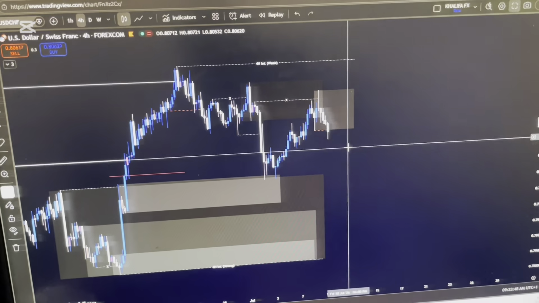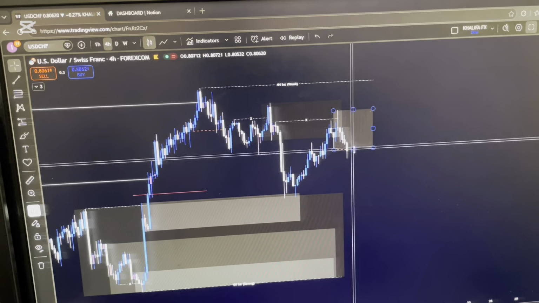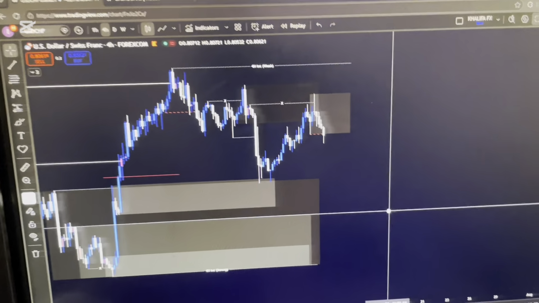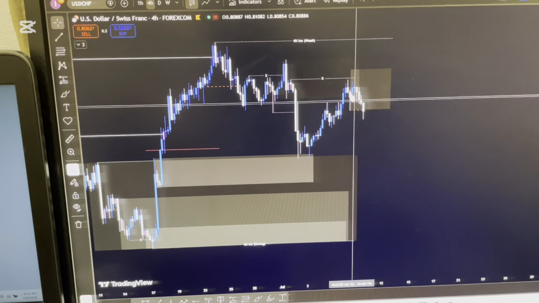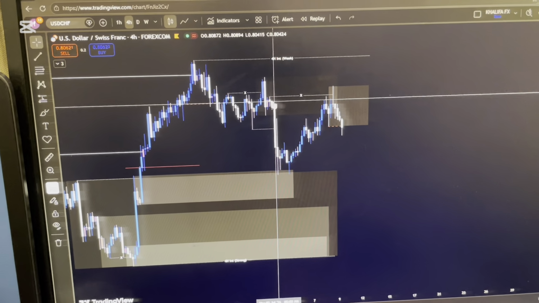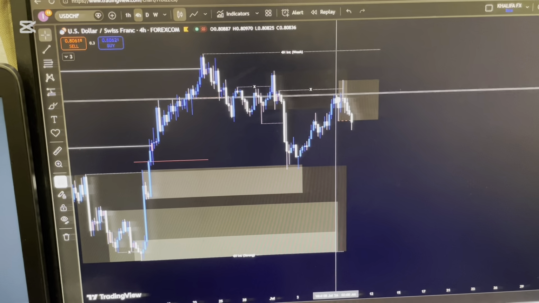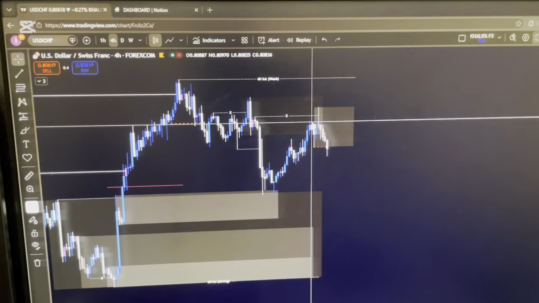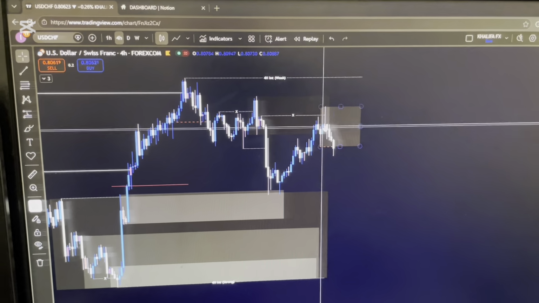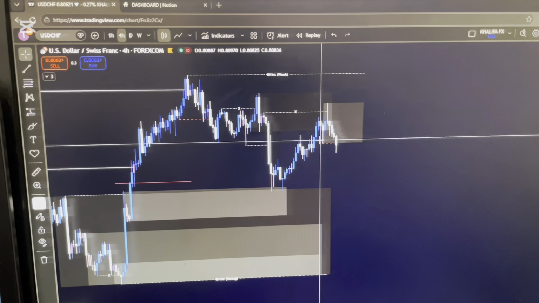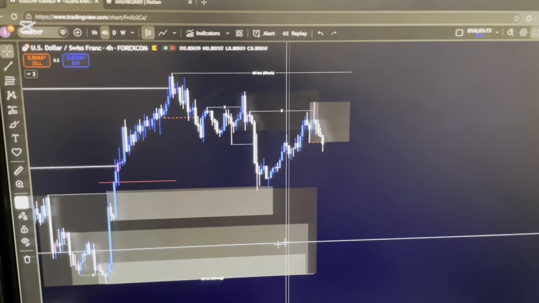Okay, USD CHF, right? You can see that USD CHF has given me the fractal break I was looking for. I had a zone here, I was looking to trade off the zone, but it did not give me confirmation. It happened during the off session, so I waited. Price has now swept this one and it's giving me another confirmation, so I'm looking to sell it here.